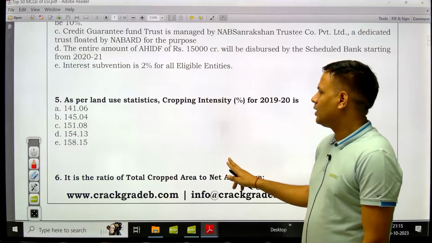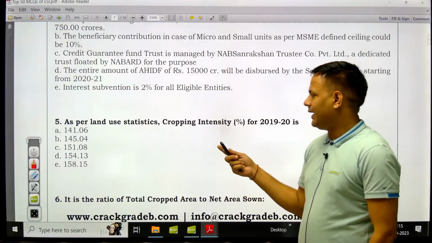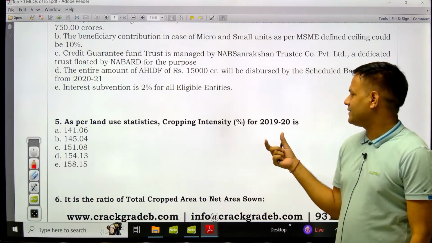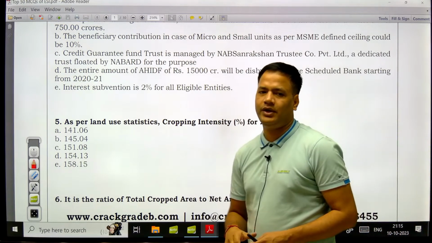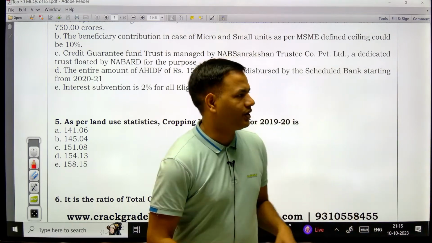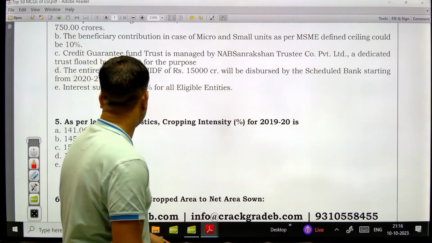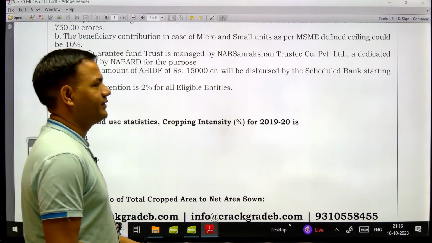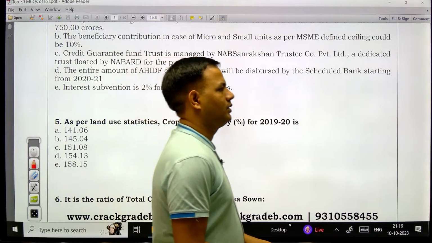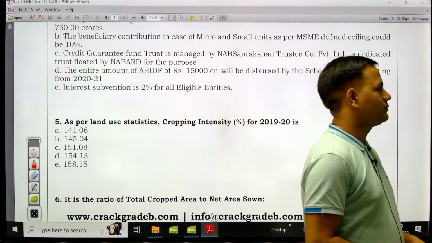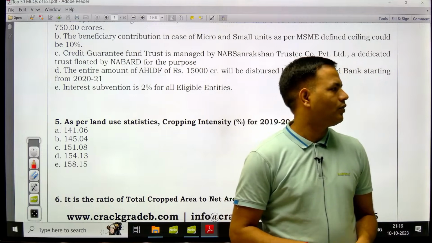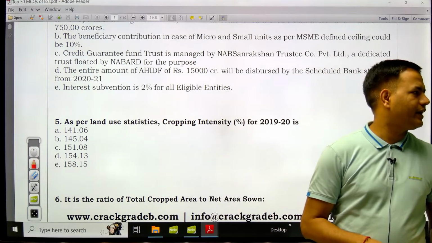So next is, as per the land use statistics, cropping intensity for 2019-20. Cropping intensity for 2019-20. What is cropping intensity? For 2019-20 I am asking.